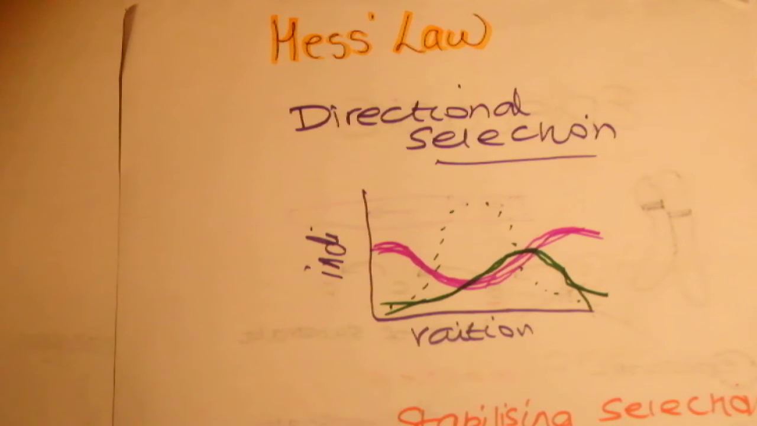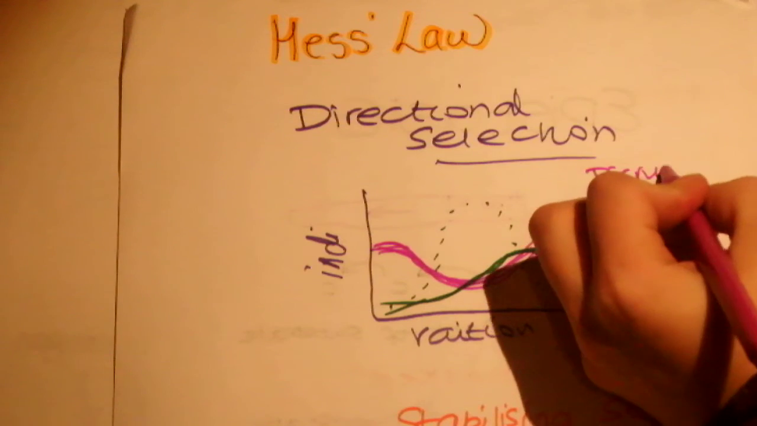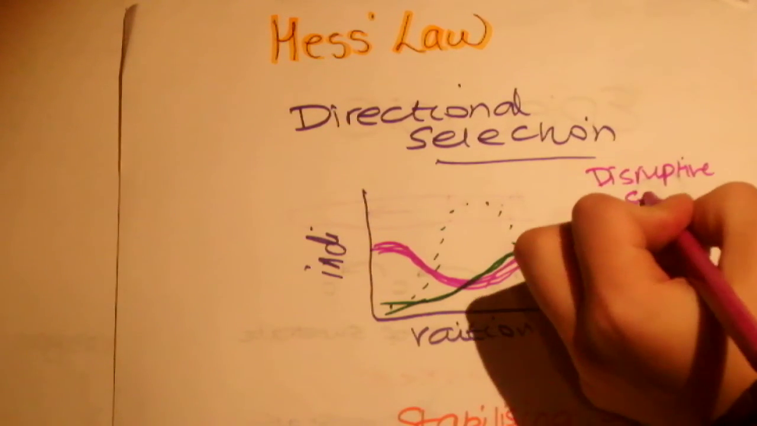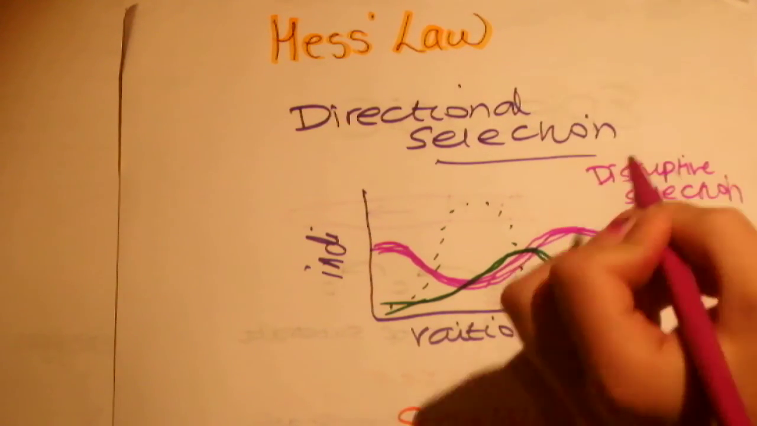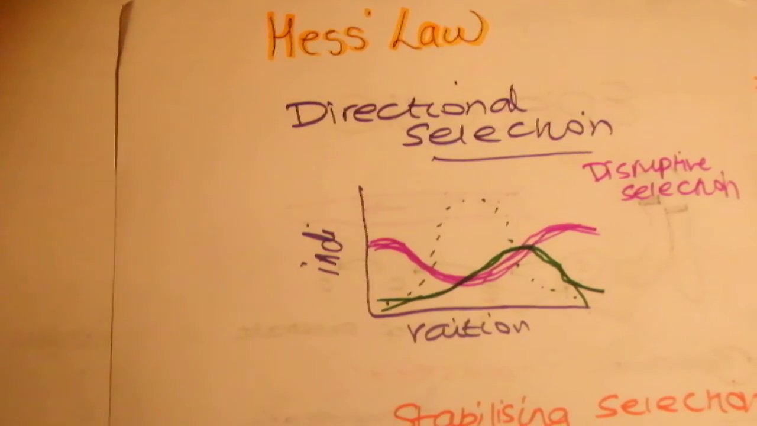And this is the opposite of stabilising selection, and this is actually disruptive selection, where the extremes are selected for and the norm is selected against. So that is called disruptive selection. That's when the norm is selected against and the extremes are selected for, the opposite of stabilising selection.